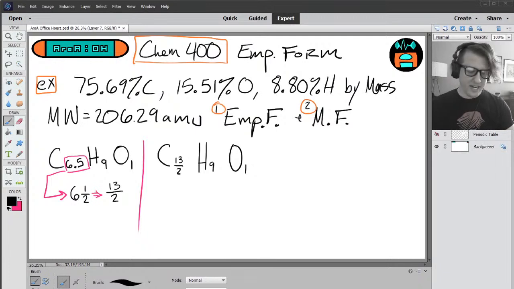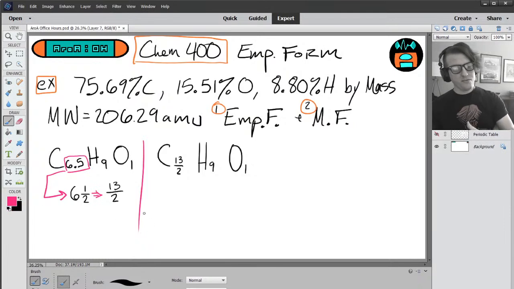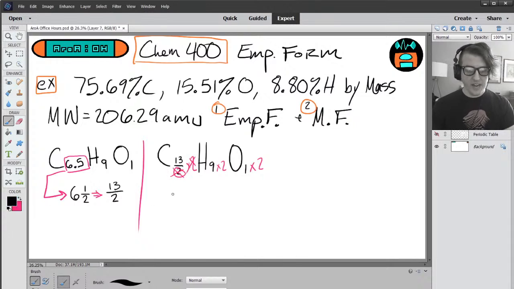Because that's the thing, once you make it an improper fraction, as long as we multiply all these numbers by the same thing, we're not going to change the ratio, and this will get rid of our denominator here. So our final empirical formula will be C13H18O2.